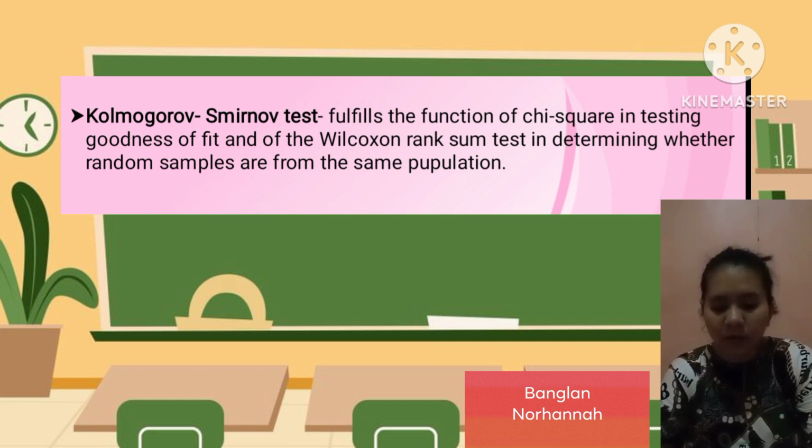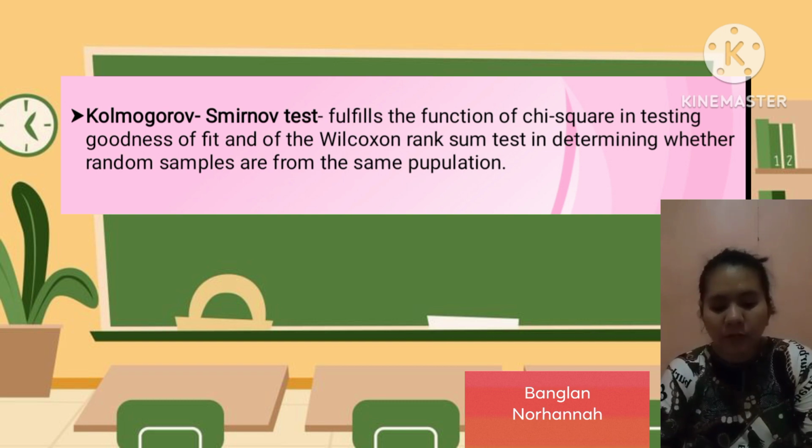And the second, two sample test: this test compares two independent samples to determine whether they come from the same population or have significantly different distributions. It calculates the maximum absolute difference between the empirical cumulative distribution function of the two samples. If the test statistic exceeds a critical value, it indicates that the two samples are likely to come from different populations.